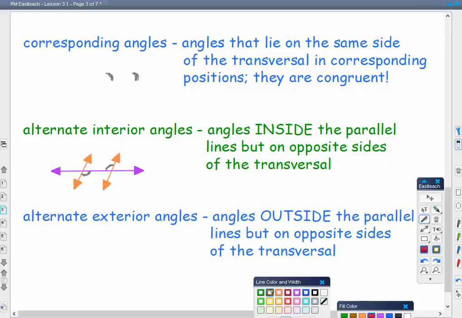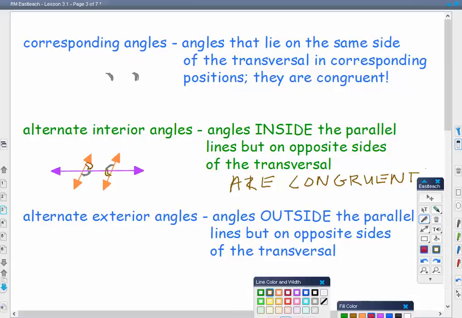We could also use, let's use this lovely shade of brown. So this angle here would be an alternate interior angle to this angle there. So those angles, they are congruent. Alternate interior angles are congruent to one another. That is also important to make note of. So alternate interior angles are congruent to one another.